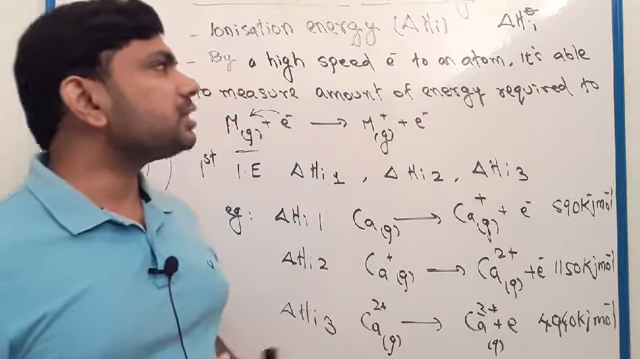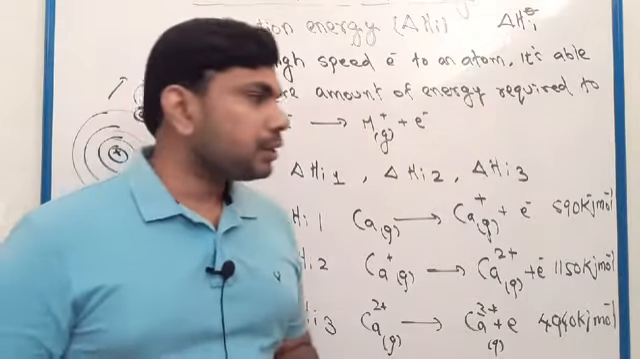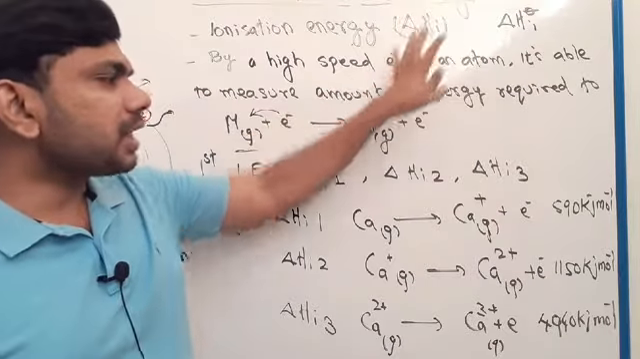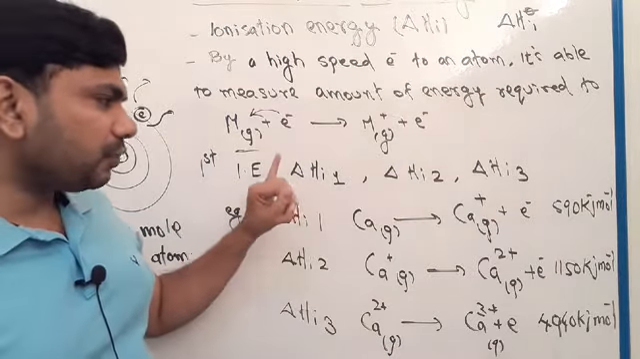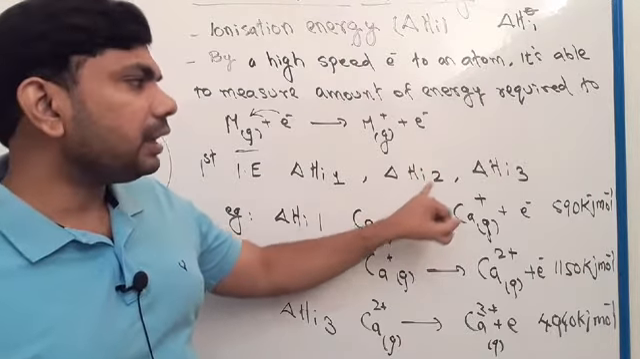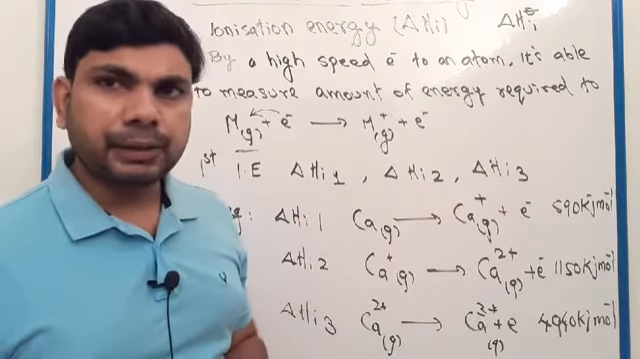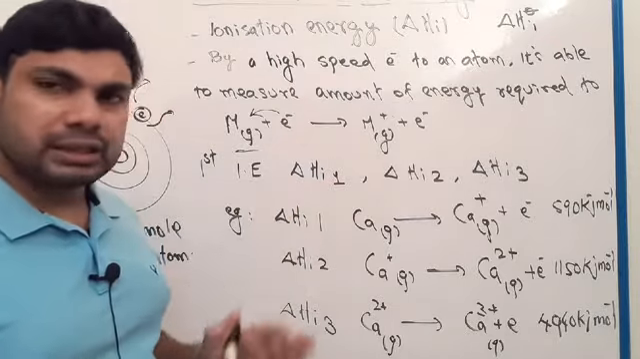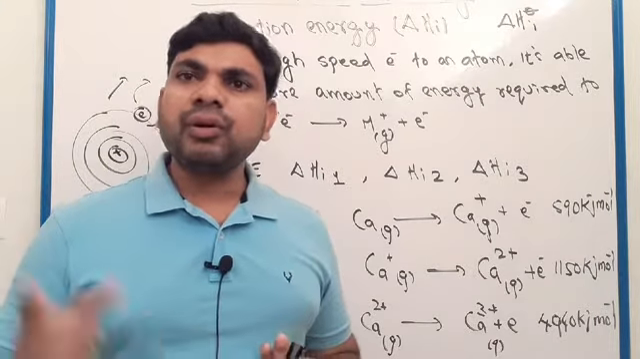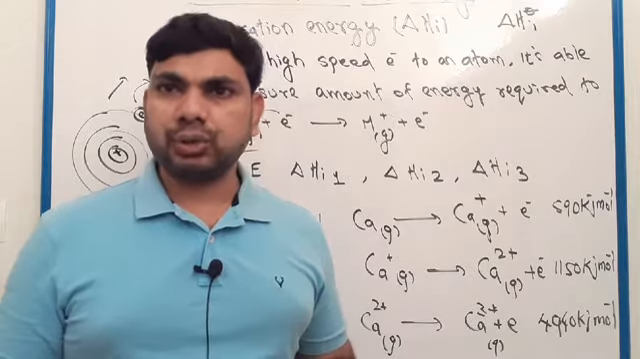That is the standard condition. So this is ionization enthalpy. There is first ionization enthalpy, second ionization enthalpy, third ionization enthalpy. First ionization enthalpy means the amount of energy required to remove the first outer shell electron.